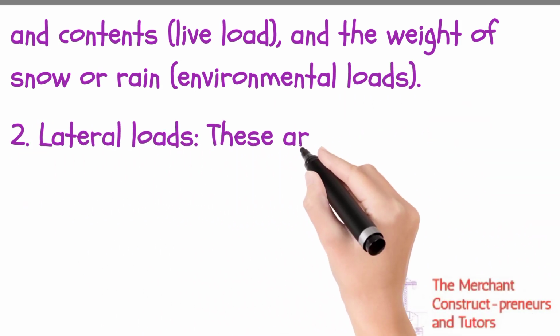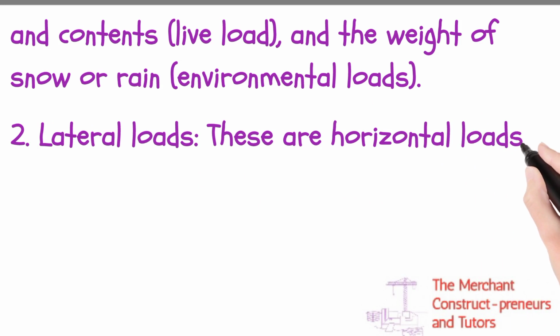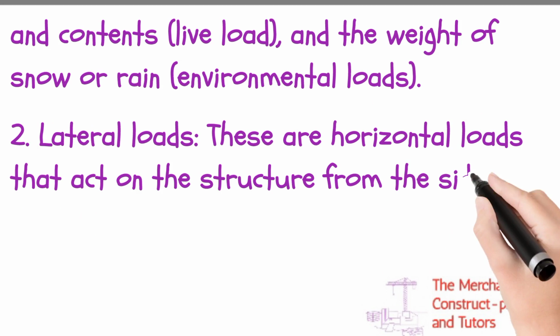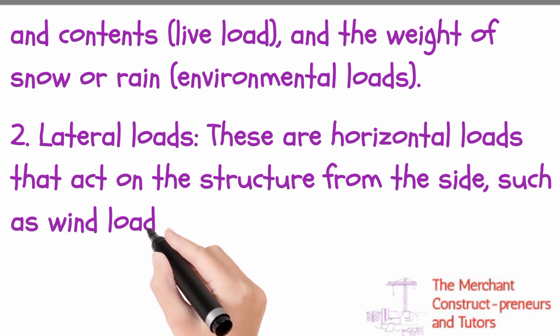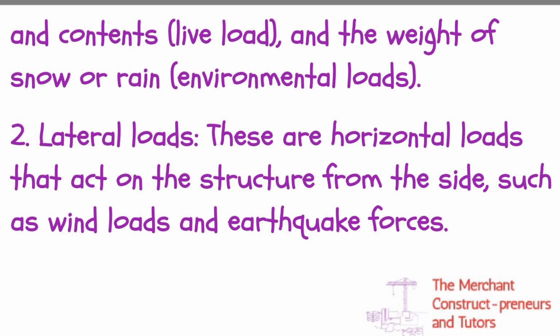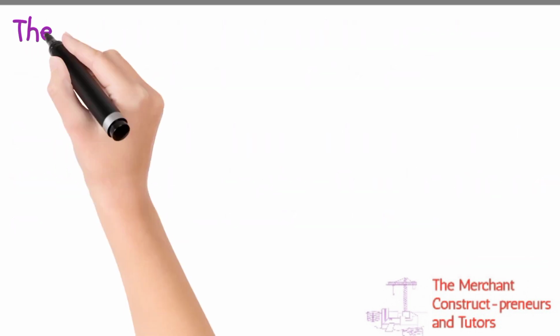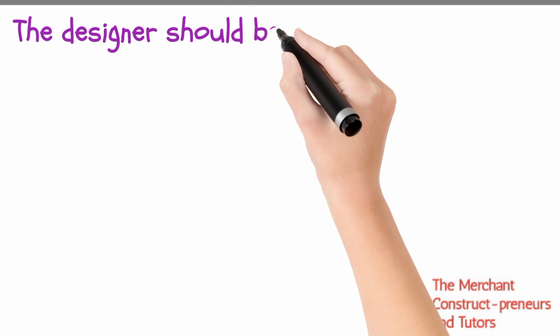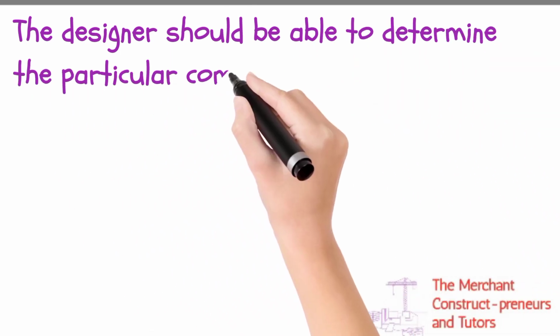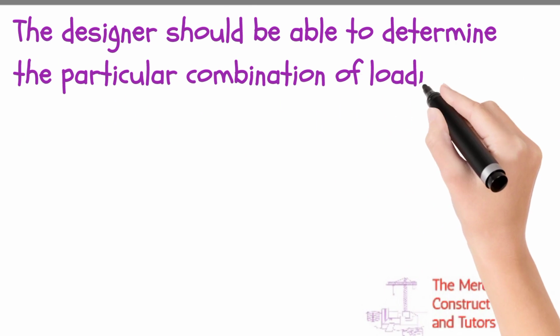Having known these categories of load, the designer should be able to determine the particular combination of loads, live load, dead load, wind loads, environmental load, and know the one that has the maximum dead and imposed load, which is likely to produce the most adverse effects on the structure in terms of bending moment, shear force, and deflection.